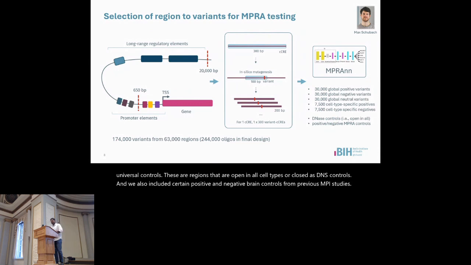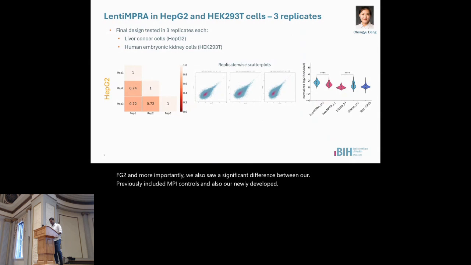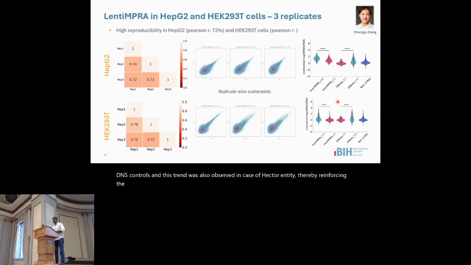Next, we performed our MPRA in two diverse human cell lines, namely the liver cancer cells, or HepG2, and also the human embryonic kidney cells, HEK293T. And the results looked quite promising, with a replicate correlation among the three replicates of about 72% for HepG2. And more importantly, we also saw a significant difference between our previously included MPRA controls and our newly developed DNase controls. And this trend was also observed in the case of HEK293T, thereby reinforcing the robustness of the approach.